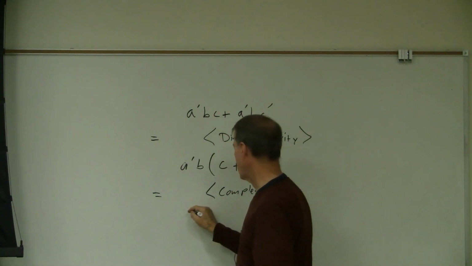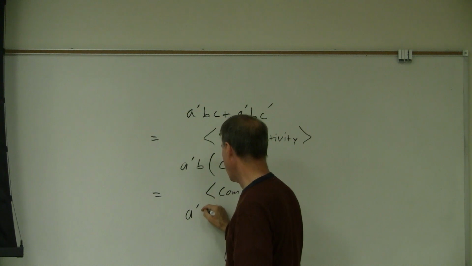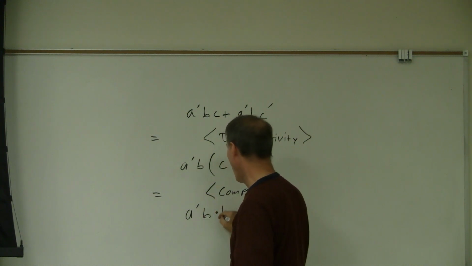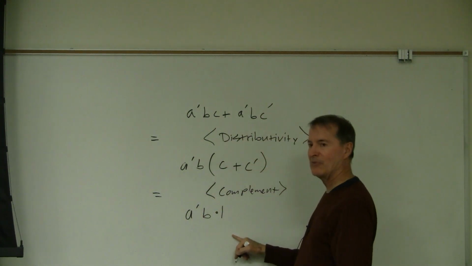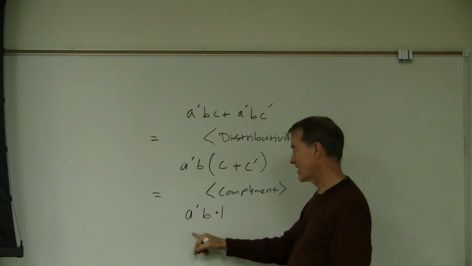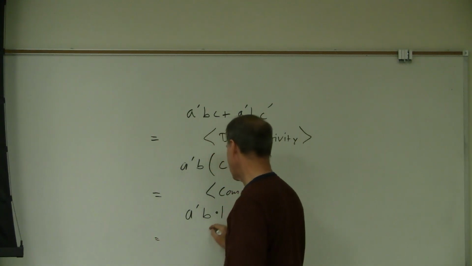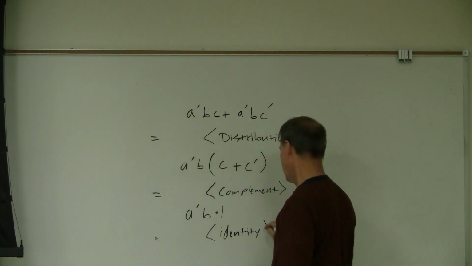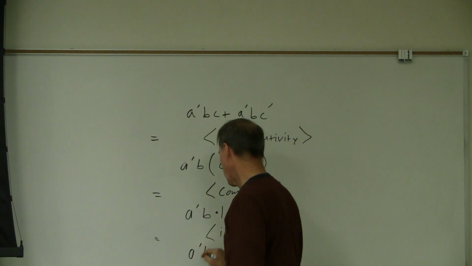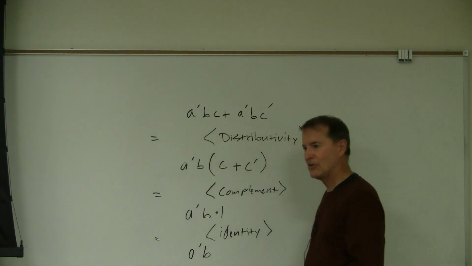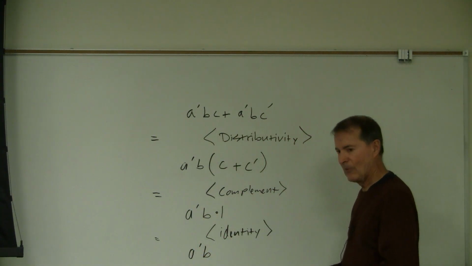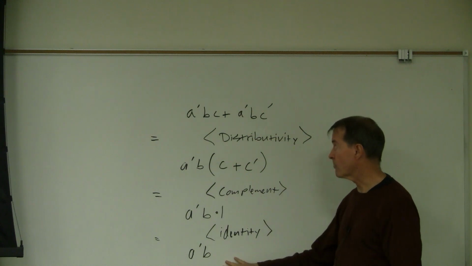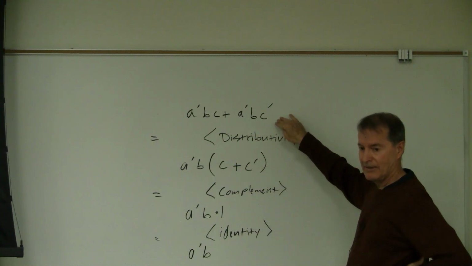Which law is that? By the complement law, that's A prime, and B, and 1. But then what do we know about AND 1? That's just the identity. So this equals, by identity, A prime B. But now look, you guys. It's not a minterm, but I ask you a question.